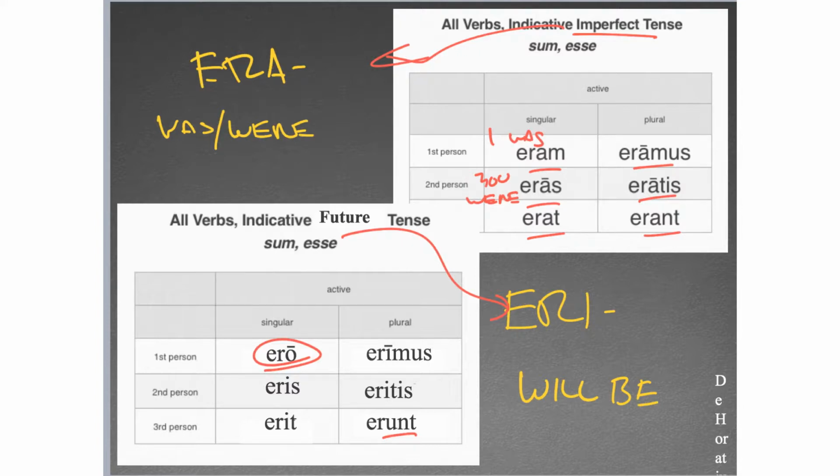So just keep in mind, same as we learned last week, that distinction between the verb to be as a main verb versus the verb to be as a helping verb. These forms here, this is the verb to be as a main verb. There is no verb to be as a helping verb in Latin. There sort of is later on, but for you now, there is not.